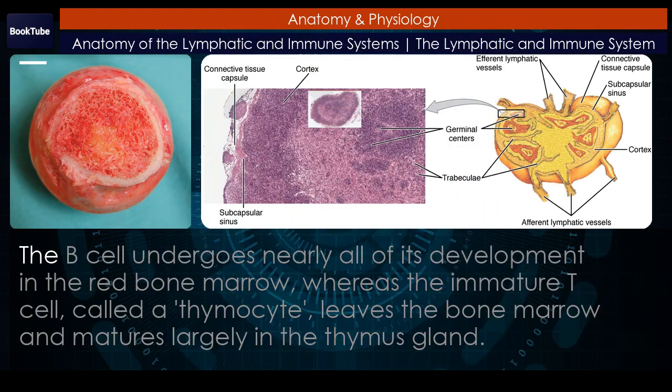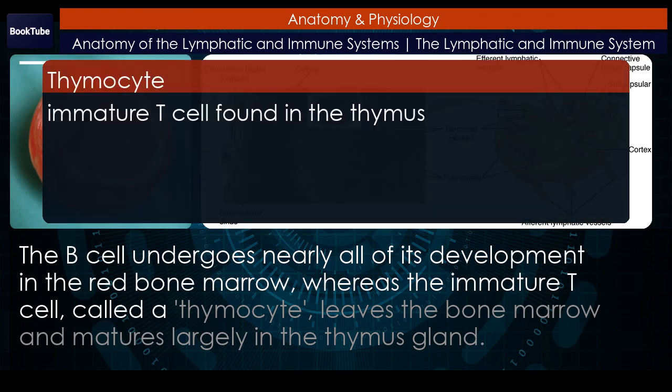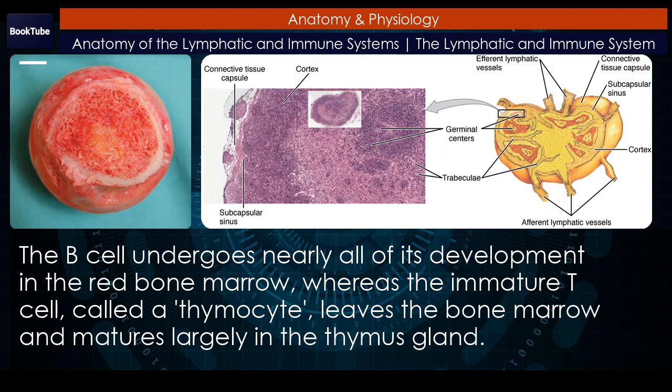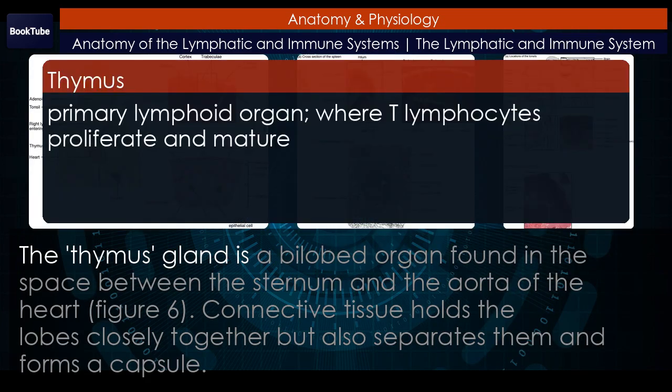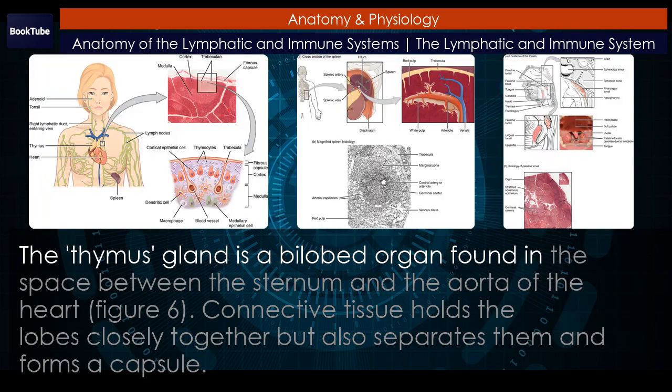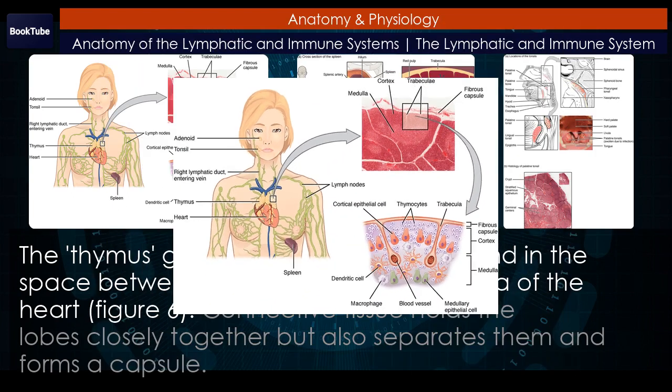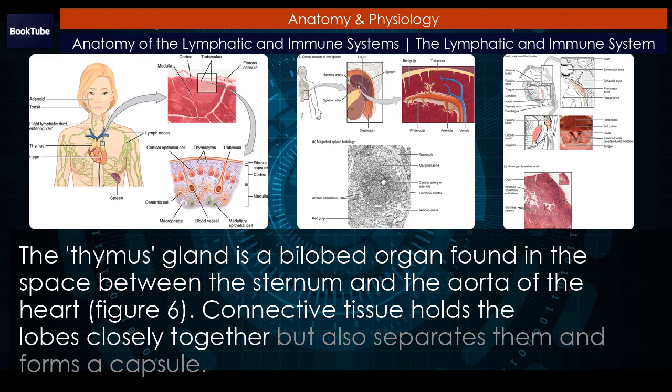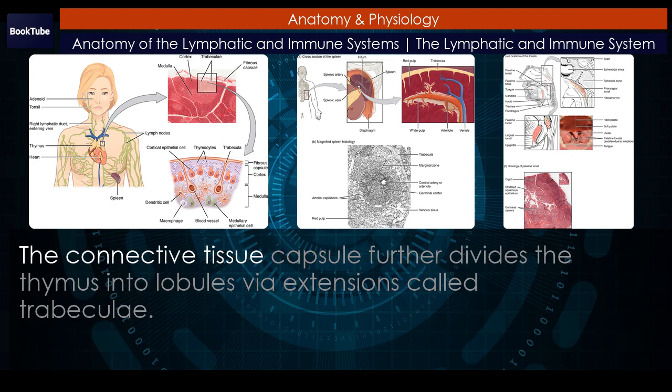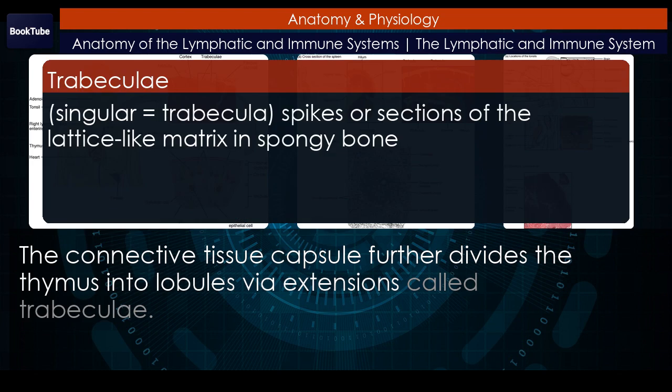Figure 5. The B cell undergoes nearly all of its development in the red bone marrow, whereas the immature T cell, called a thymocyte, leaves the bone marrow and matures largely in the thymus gland. Thymus. The thymus gland is a bilobed organ found in the space between the sternum and the aorta of the heart. Figure 6. Connective tissue holds the lobes closely together but also separates them and forms a capsule. The connective tissue capsule further divides the thymus into lobules via extensions called trabeculae.